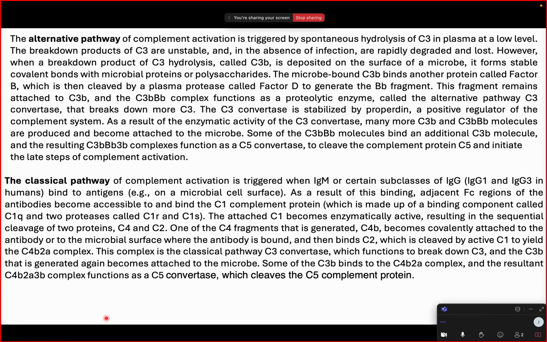Okay, so what you guys have to remember in the complement system is how the C3 convertase is made, like what was the initiation factor, what are the complex components in the C3 convertase, and what are the components of the complex in C5 convertase.